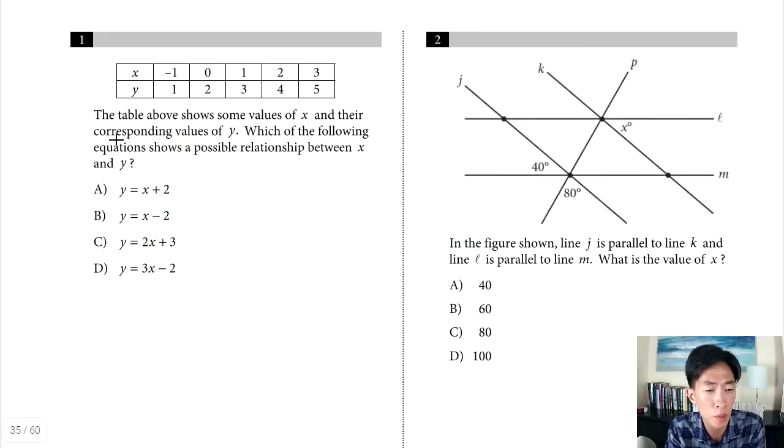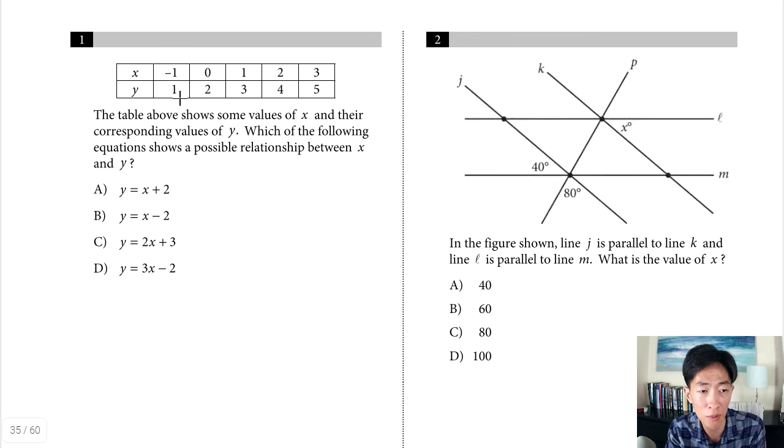Question 1. The table above shows some values of x and the corresponding values of y. Which of the following equations shows a possible relationship between x and y? So if this were a harder problem, I'd say go through each of the answer choices, start plugging in some of the numbers, and then see which one works. Given that this is number 1, we can pretty much just eyeball it.